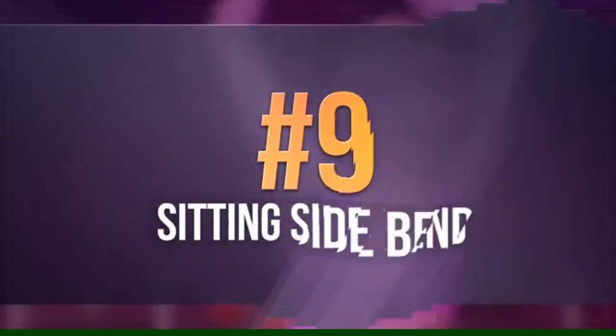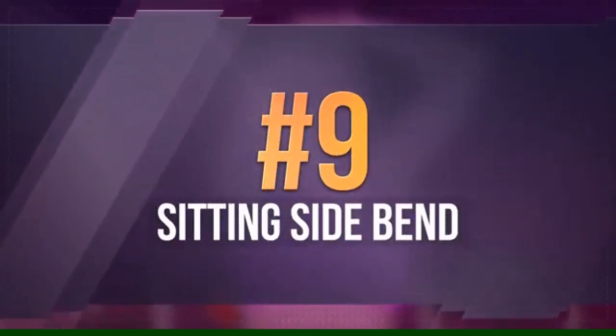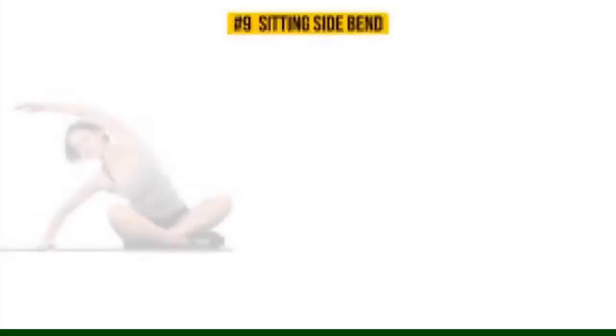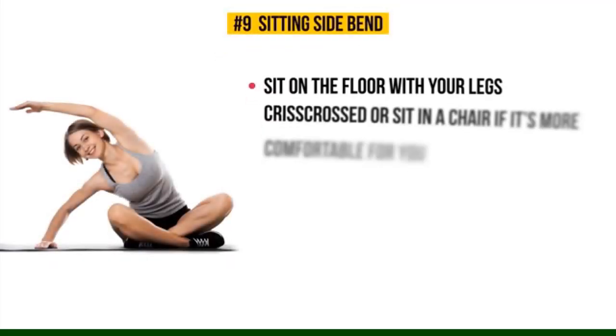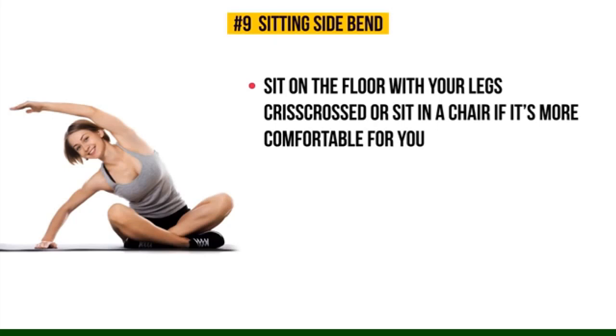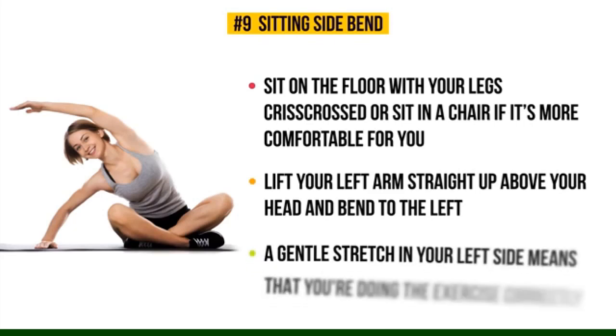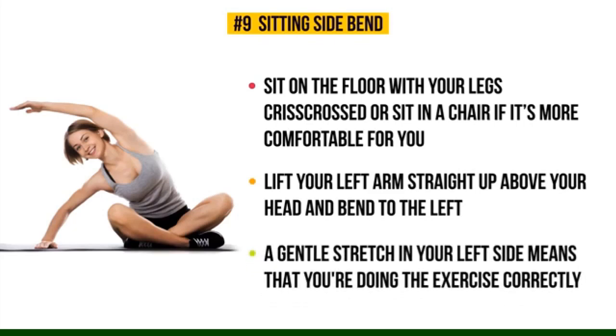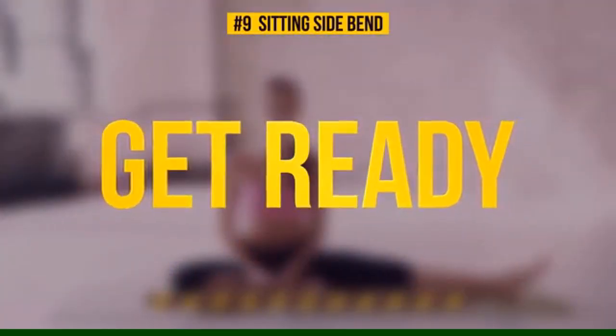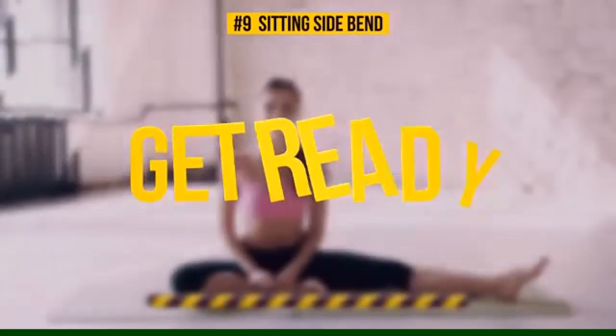Exercise number 9, sitting side bend. Sit on the floor with your legs crisscrossed or sit in a chair if that's more comfortable for you. Lift your left arm straight up above your head and bend to the right. A gentle stretch in your left side means that you're doing the exercise correctly. Half a minute on the clock starts now.